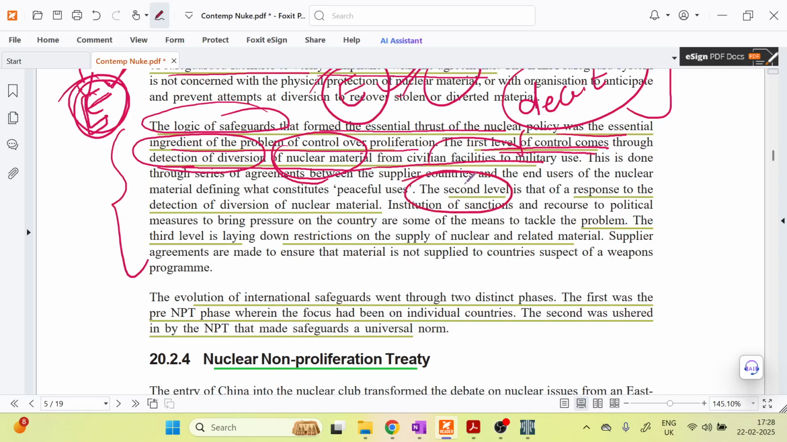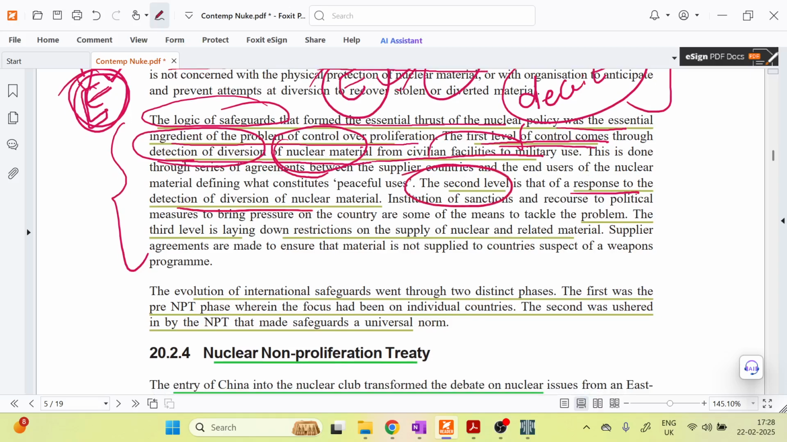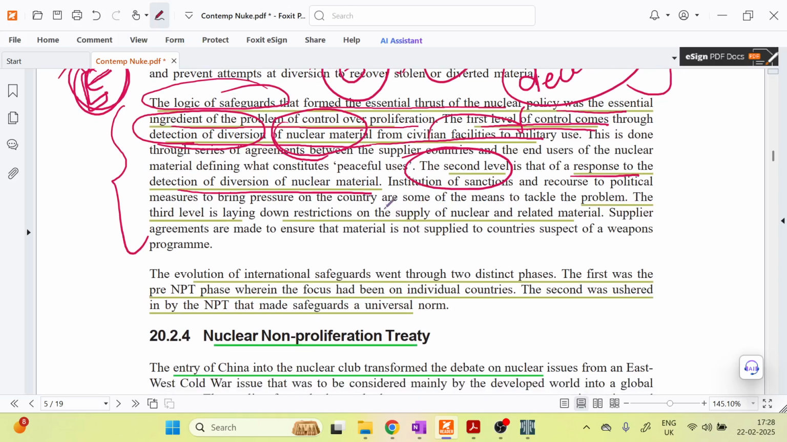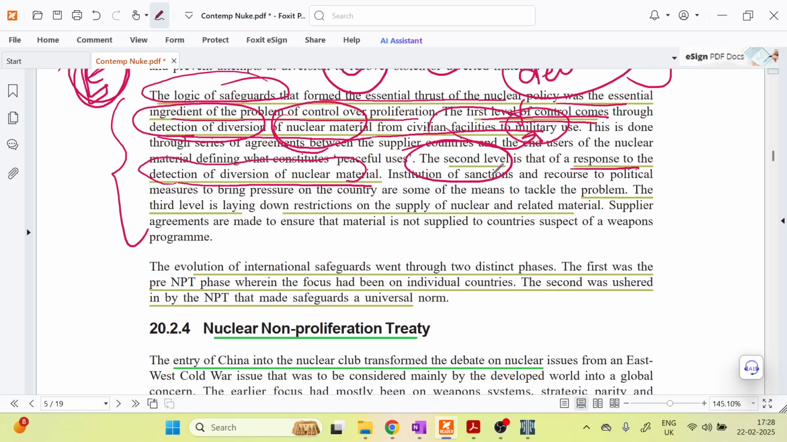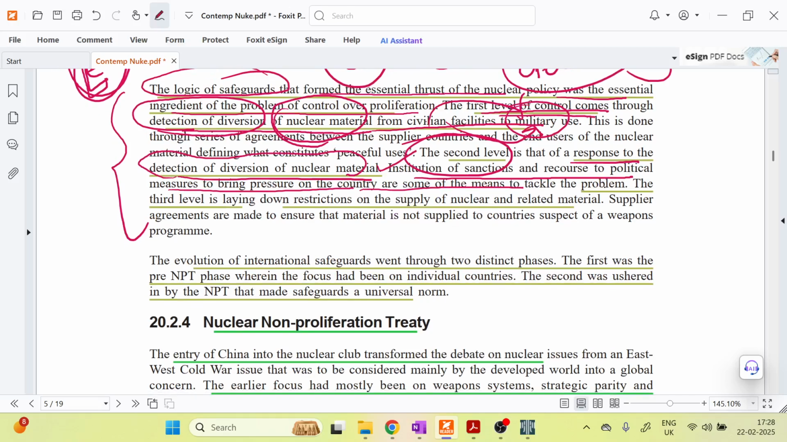Now the second level of control was the response to detection of diversion of nuclear material. So if such diversions are detected, if the material was sought for civilian purposes but instead used for developing a weapon, then what should be done? Many sanctions and political measures were put in place so that such diversion can be handled. The third level was laying down restrictions on the supply of nuclear related material.